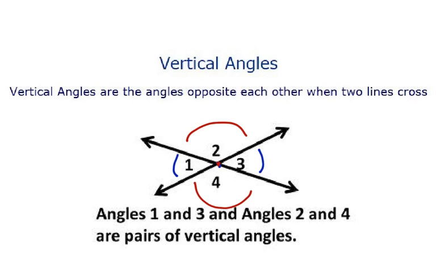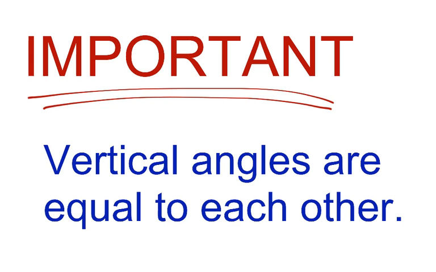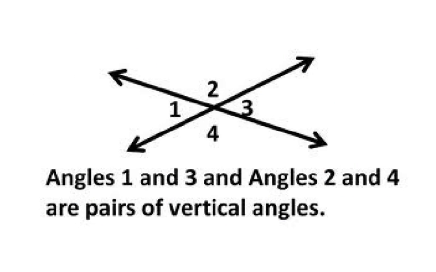And what's extremely important to remember is that vertical angles are equal to each other. They have the same measurement. Looking at this example again, angles 1 and 3 are vertical angles. They're opposite the same vertex. And if we look closely, they're both acute angles. If we were to take our protractor and measure them, you would find that angles 1 and 3 are equal to each other. They're vertical angles, and they're equal to each other.